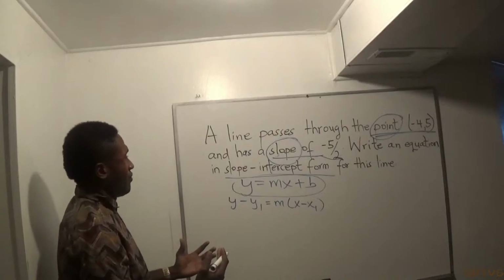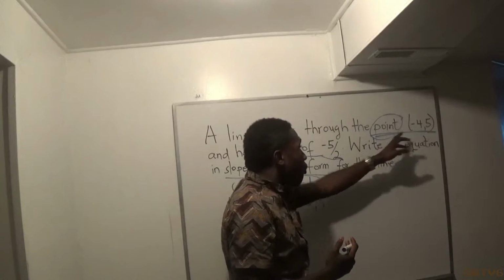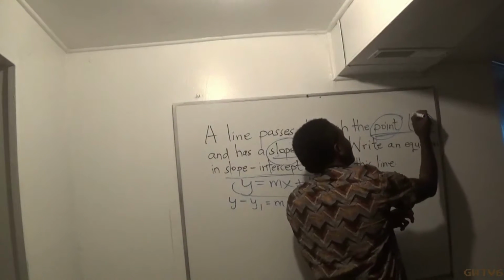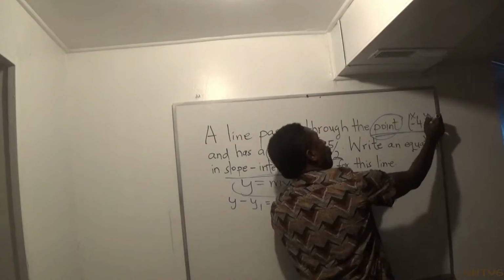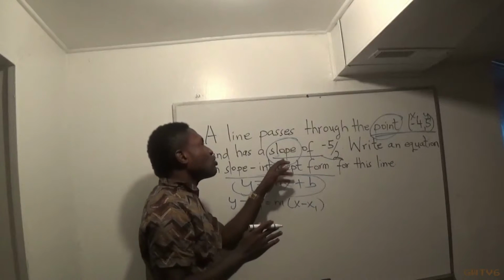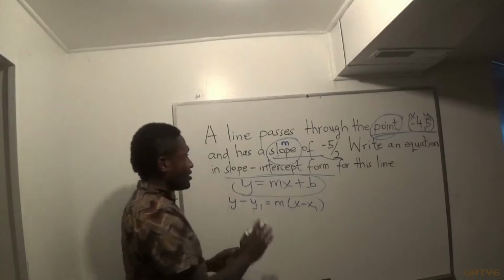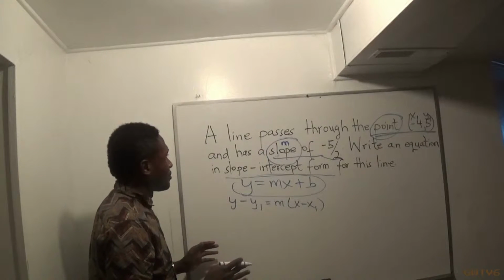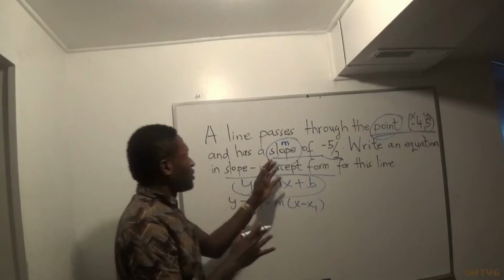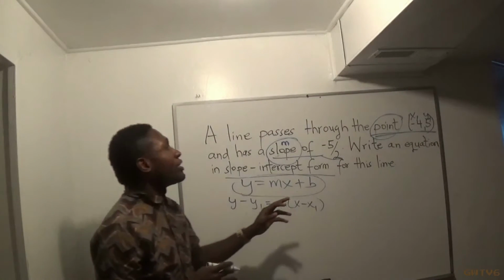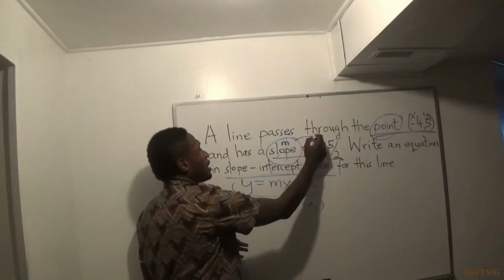But what do I have? They gave me a point. And with a point, we know always the first number is x. The second one is y. But in this case, we're going to call it x1, y1. And then slope, we know m is slope. Okay. So always, I have to just make sure I label them like that. So this is my x1, y1 for the point. M for my slope. And which is -5/2, by the way.